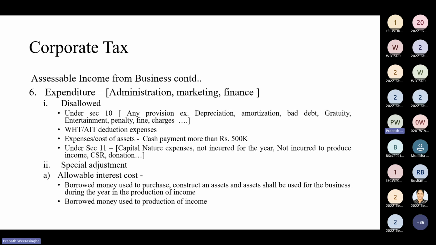Apparently, because we work out the tax liability of a company, there is a maximum limitation on the deductibility of the finance cost.